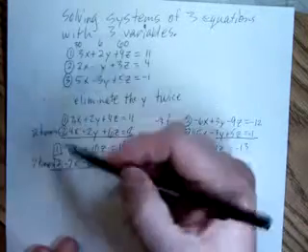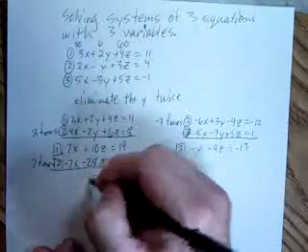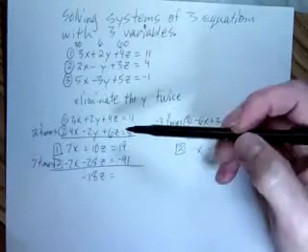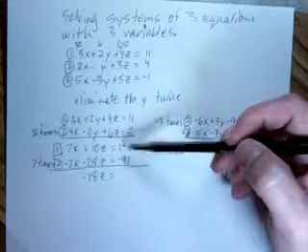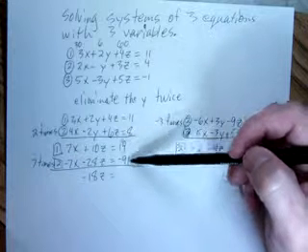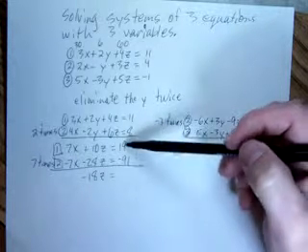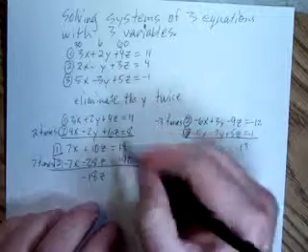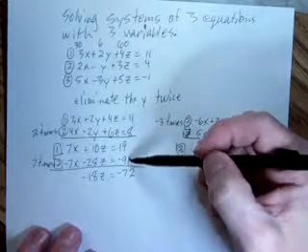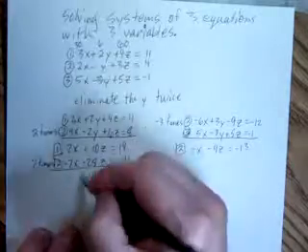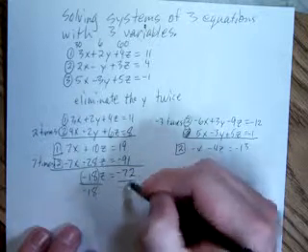Now when you add down, you get 7x. This goes to 0. This goes to 10z. And this goes to 19. This is your first equation in terms of 2 variables, x and z. Now eliminate y again. You have negative 1 and negative 3.